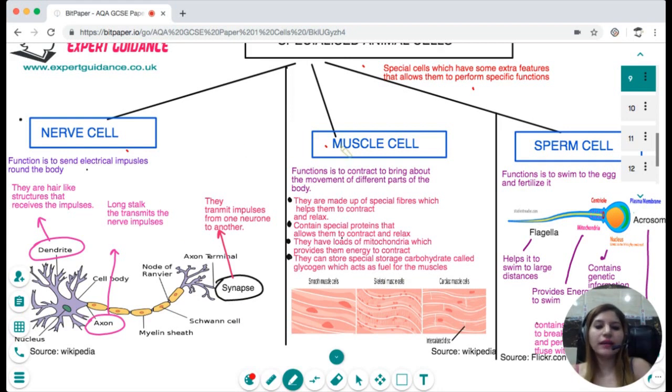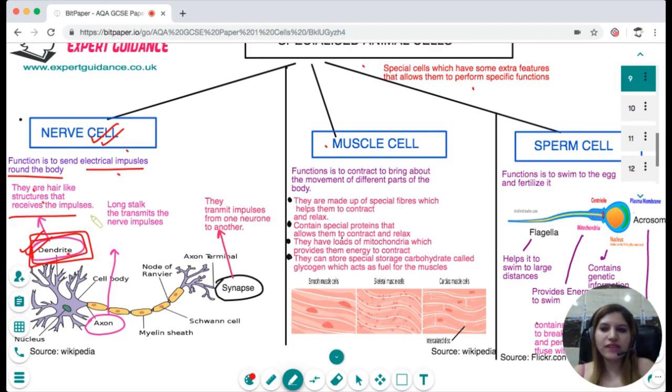structural characteristics they have. So for example, a nerve cell. What is the function of the nerve cell? To send electrical impulses around the body. Now this is the structure of the nerve cell. In this nerve cell, we have dendrites. Now, what are these dendrites? These dendrites are the hair-like structures that receive the impulses. Then it has a long stalk called the axon. This axon transmits the nerve impulses, and at the end you have the synapse.